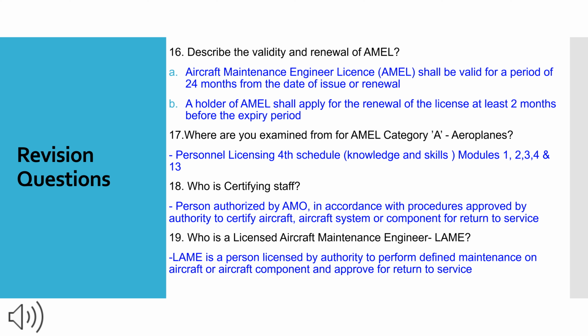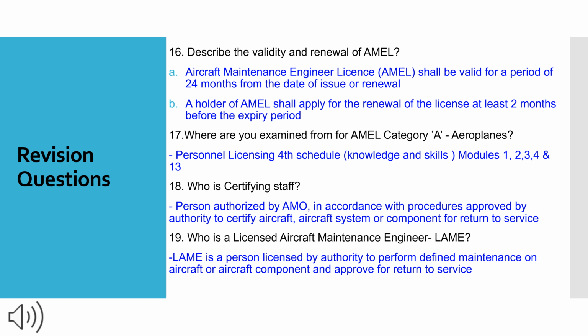The question number 17 asks, where are you examined from aircraft maintenance engineer license category A for airplanes? We have already seen this question, but for reminding each other, you can be examined from the personnel licensing for schedule, Module 1, Module 2, Module 3, Module 4, and Module 13. Module 1 is for regulations, Module 2 for the basic engineering practices, Module 3 is common, Module 4 for airplanes, and Module 13 is for human performance.